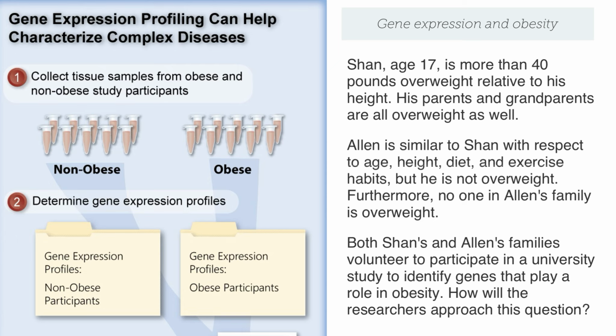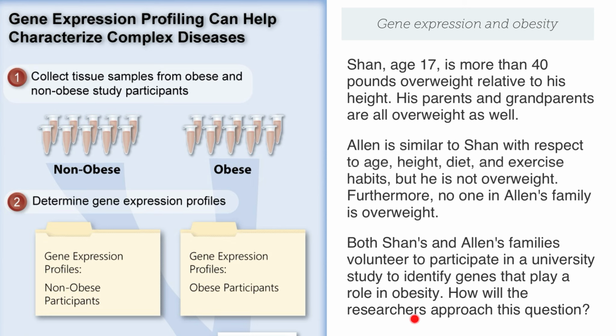And let's take, for example, a case study. Shan, age 17, is more than 40 pounds overweight relative to his height. His parents and grandparents are all overweight as well. Allen is similar to Shan with respect to age, height, diet, and exercise habits, but he is not overweight. Furthermore, no one in Allen's family is overweight. Both Shan's and Allen's families volunteered to participate in a university study to identify genes that play a role in obesity.